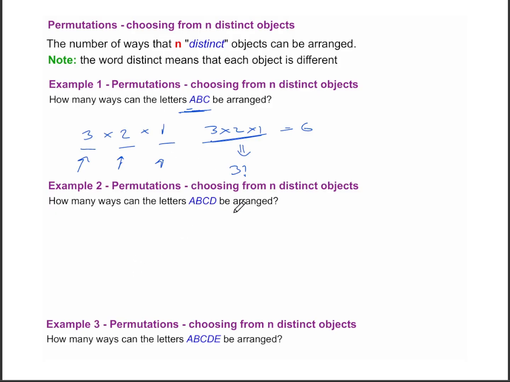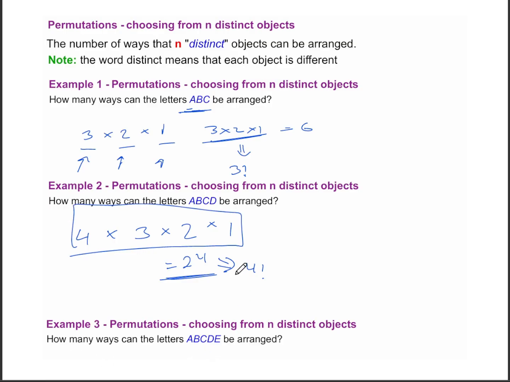Same thing here. How many ways can the letters A, B, C, D be arranged? Again, there are 4 distinct objects, distinct letters. So there are 4 different ways of choosing the first one. Then that choice will go away, and there'll be 3 ways of choosing the second one. Then those choices will go away, and there are 2 choices of picking the third one. Finally, we are left with 1 alone. If we want all of these to happen, we multiply them to give us 24 as our answer. So there are 24 ways that the letters A, B, C, D can be arranged, which again is the same as 4 factorial.